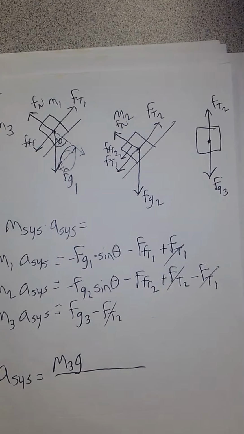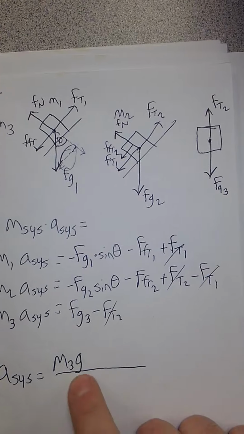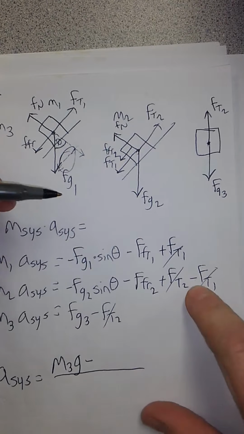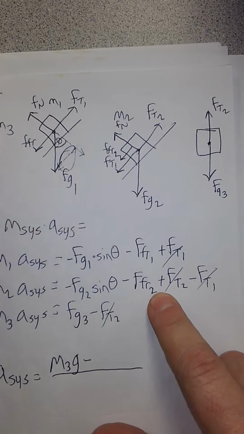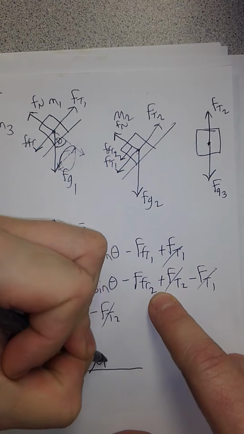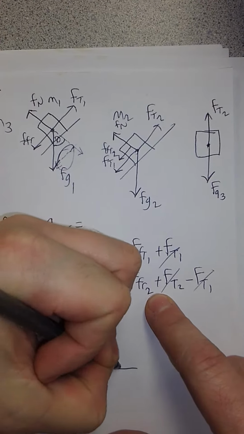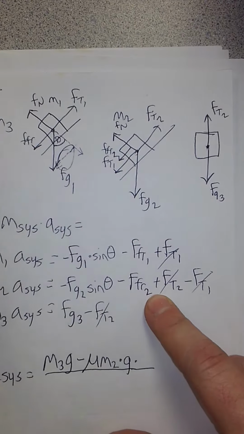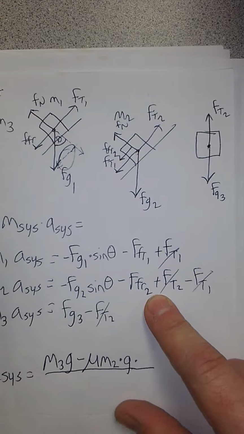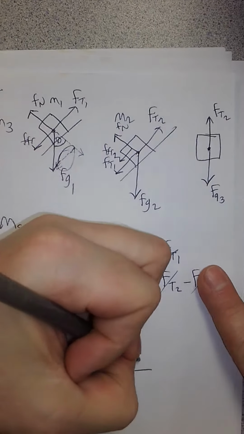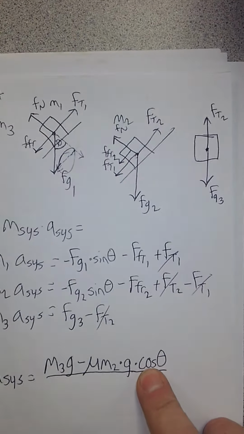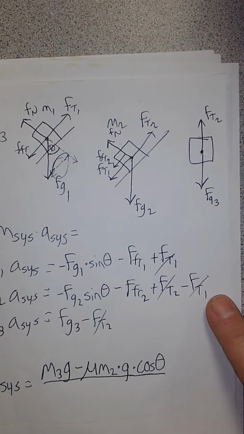M3G. I hope you're big enough. Okay, so m3g minus, what do I want to do next? Let's go ahead and do force of friction 2. Mu mass 2 times g. And this time we cannot neglect the cosine because we are on that ramp and we have to include it on there. Okay, so m2g is my statement for force normal. Okay, what else do I have on there?